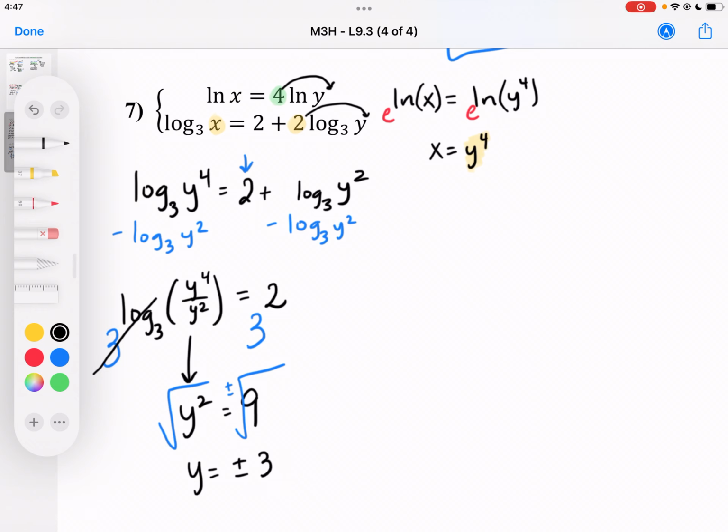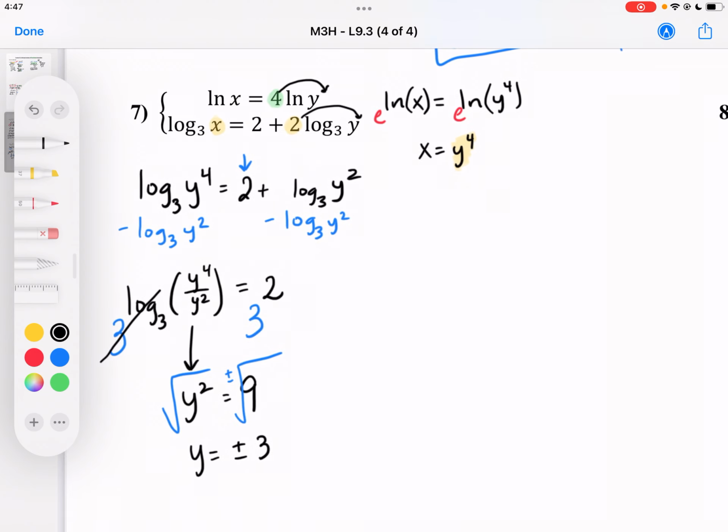Now, before we actually go on, because we're dealing with logs, you can actually identify extraneous solutions really quickly by identifying where that y value is. So the y value is in the argument right here. And you need to remember that the argument always has to be greater than 0. So that actually tells me that negative 3 is not going to work. I'm just going to write that down. So negative 3 is extraneous. So we're only going to use y equals 3.